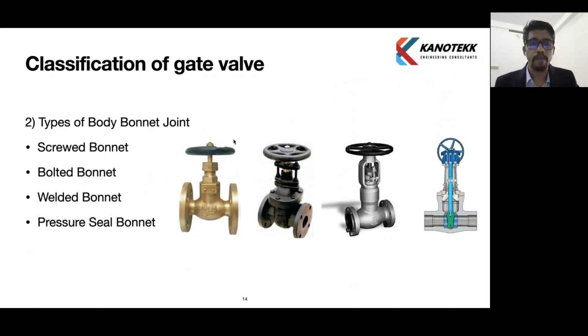Next is the bolted bonnet design, the second picture. The bolted bonnet is a widely used type in the industry because with it we can do maintenance. That is the main advantage. We can remove the bolts, and there is a gasket in between. So once we remove them, we can do the maintenance of the valve.